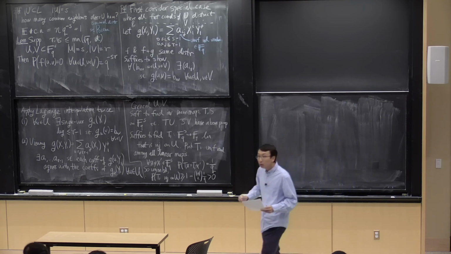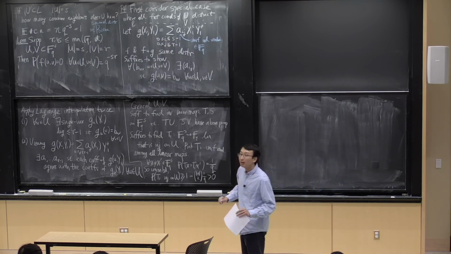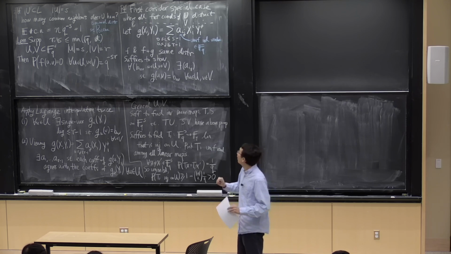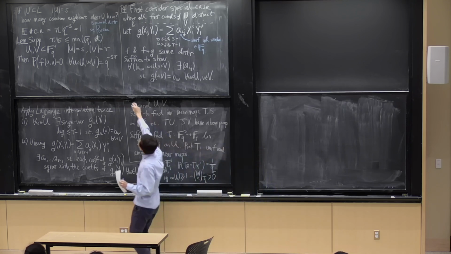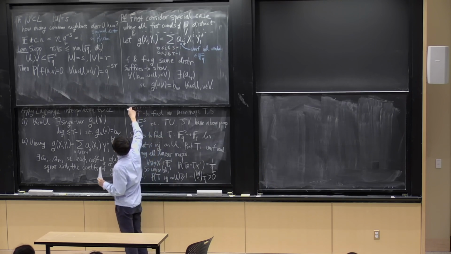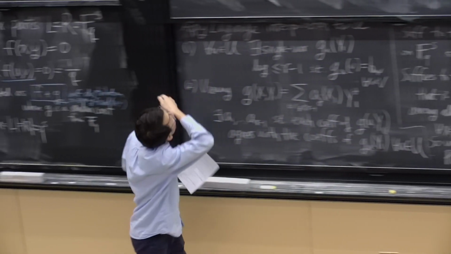Sorry, can you repeat the question? So, how do you have the equality right before the lemma? Question: how do I have the equality right before the lemma?